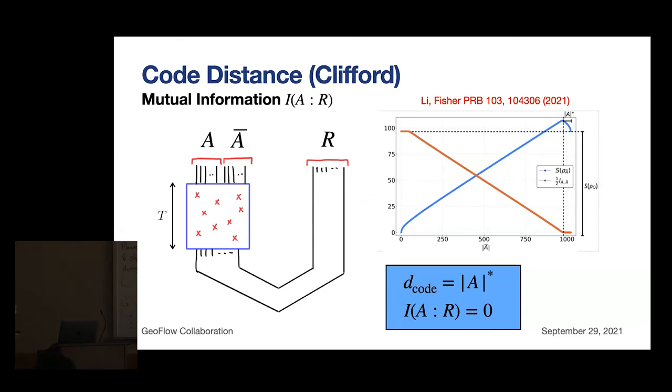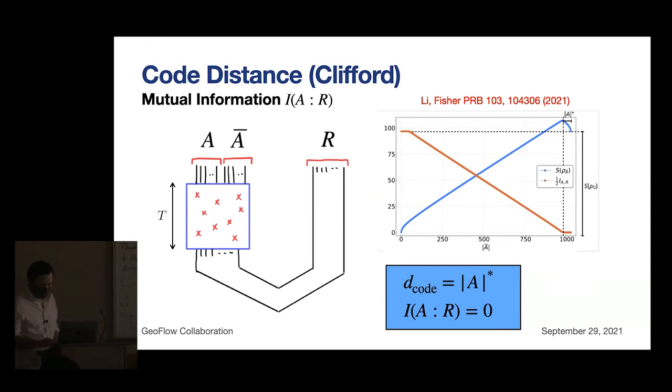Okay. So if I can find this size of A where the mutual information vanishes. Yes, it does. This statement here that was made depends very carefully on, yes, that's exactly right. See, this theorem depends on it being Clifford. And I would love to know a more general theorem for codes that are not Clifford, but yeah.